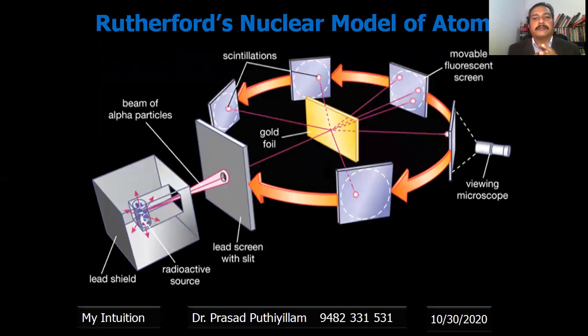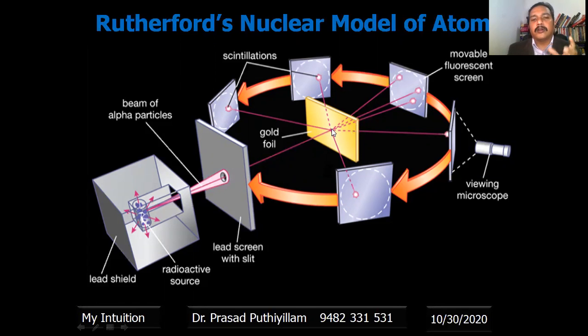Rutherford further modified the experiment. He used alpha particles, a box which produces the alpha particles with a lead screen with a slit and a gold foil. A very thin gold foil is used, and fluorescent screens were used with a microscope.